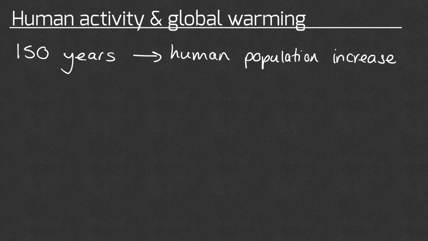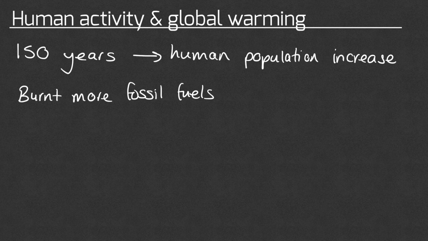Over the past 150 years, the human population has massively increased. It's gone from about 1.5 billion in 1850 to just under 8 billion today, so there's an awful lot more people now. Since there's a lot more people, we're now burning a lot of fossil fuels, and we do this to make all different kinds of energy, to make cars work, so we use fossil fuels throughout everyday life. And since we're burning more fossil fuels, we're producing more carbon dioxide, which we know is a greenhouse gas.